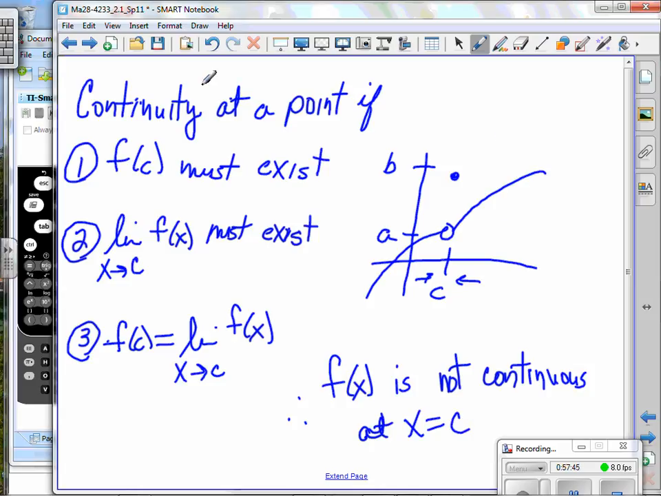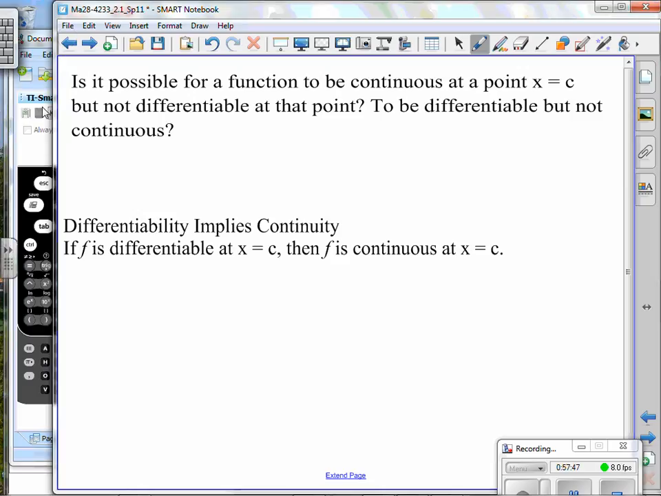Okay, so let's go back now. Is it possible for a function to be continuous but not differentiable? We saw a function that wasn't continuous, but is it possible? Now down here it says differentiability implies continuity. If it's differentiable, then it is continuous.